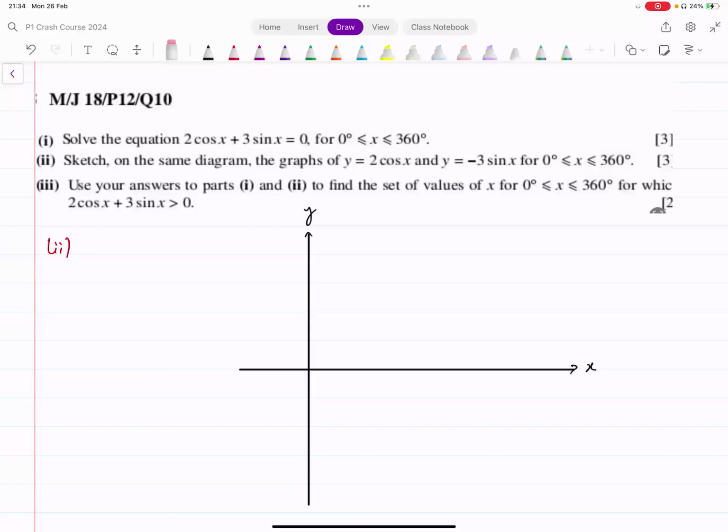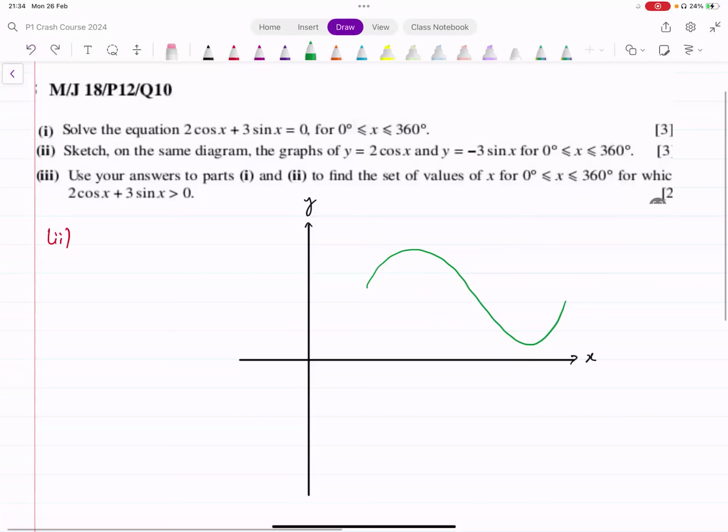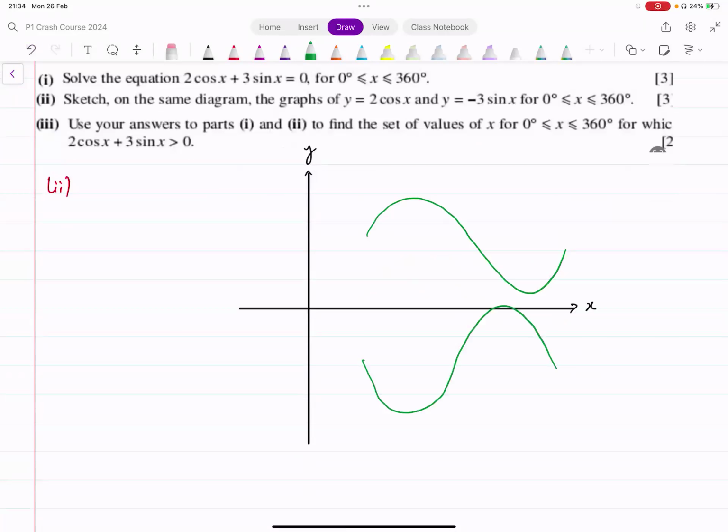What's the shape of the cos graph? The cos graph looks like this. Remember, this is the shape that you have to draw. The sine graph looks like this, but this is multiplied by a negative sign here, so it's going to be flipped. It's going to look like this instead. Okay, just keep that in mind and just plot the points and join them using these shapes. That's all that you've got to do.